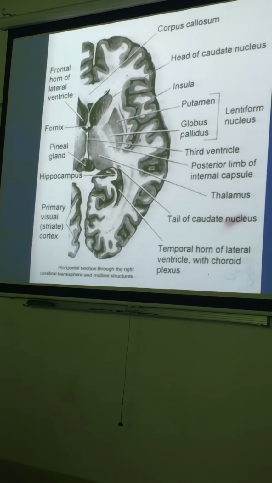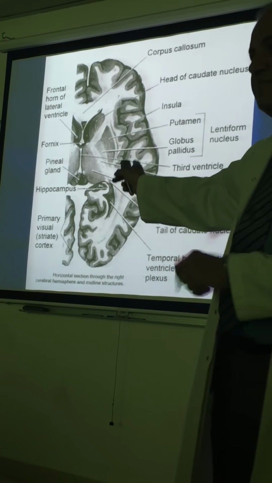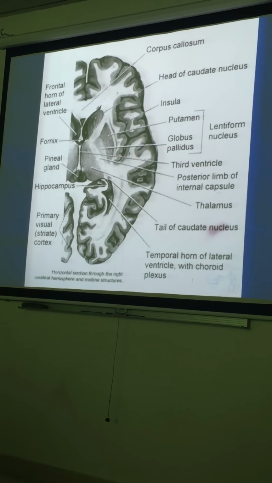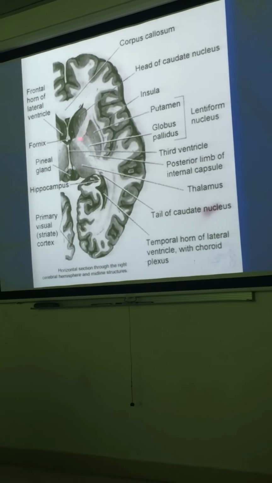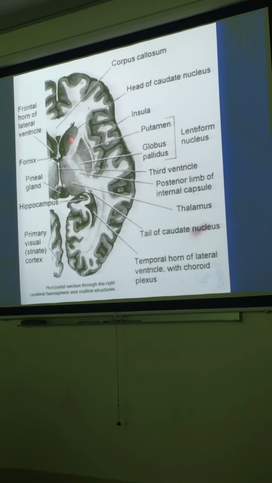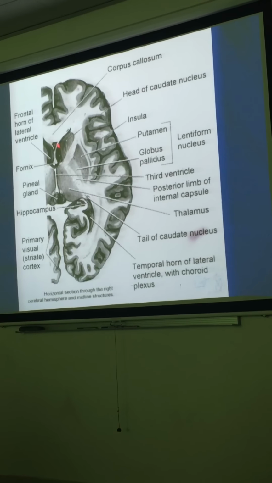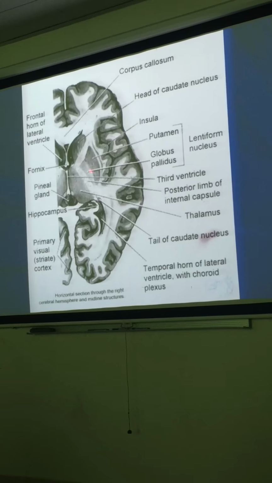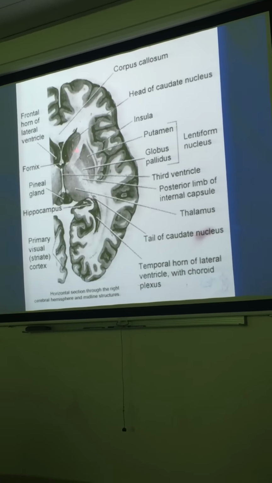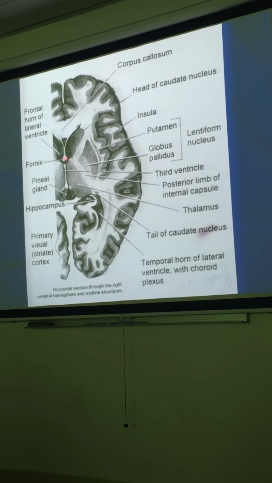This I want to show you. This is the actual picture of the brain, same as I showed you before. You can see here, this is the caudate nucleus, this is the thalamus, this is the lentiform nucleus, and up here, white here is the internal capsule.